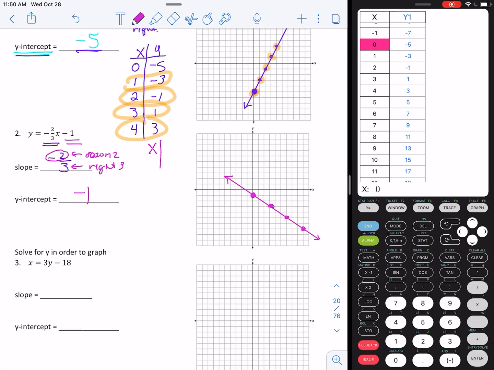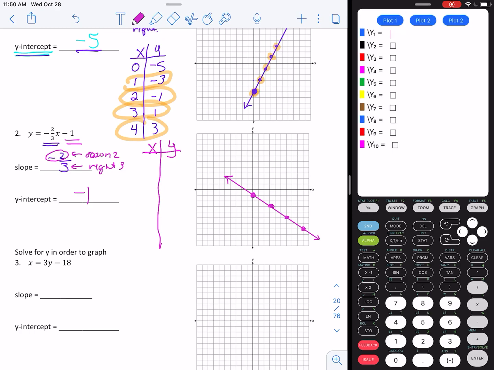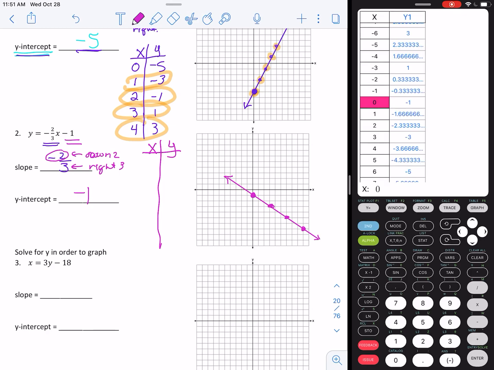Now, if you had typed it into your calculator and done a table of values, y equals negative. Remember, to get a fraction, you go alpha y equals. Choose fraction. So negative 2/3 x, and then minus 1. Go to the table. All right, and at 0, it was negative 1. And that's that point right there, right?